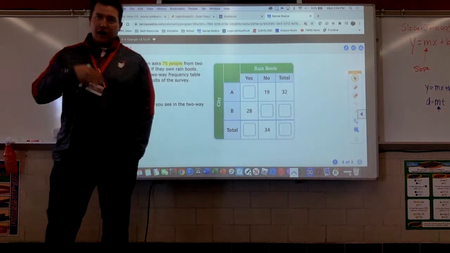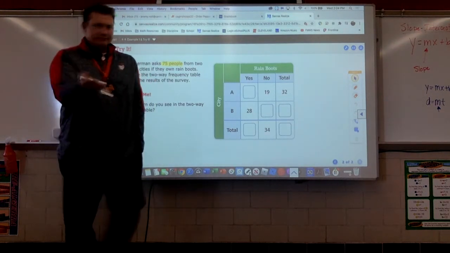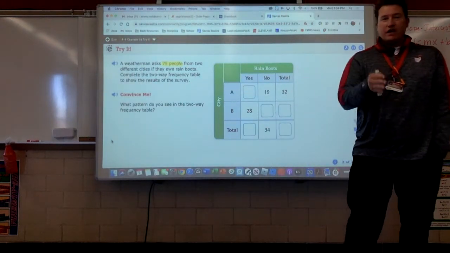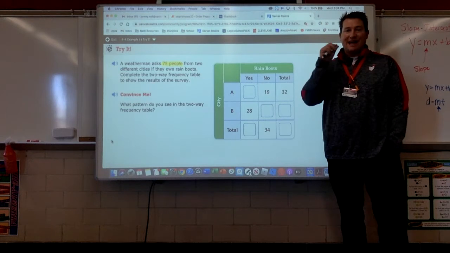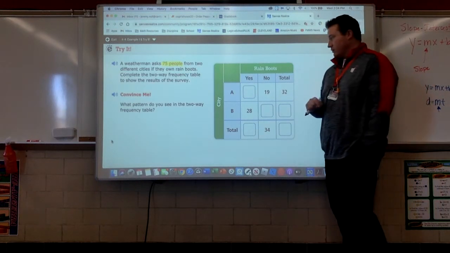We're going to have to figure out or fill in the blanks here. So where do we start? I don't know. Here's what you need to look for. I want you to look at this two-way table. You need to find a row or a column that just needs one more number.